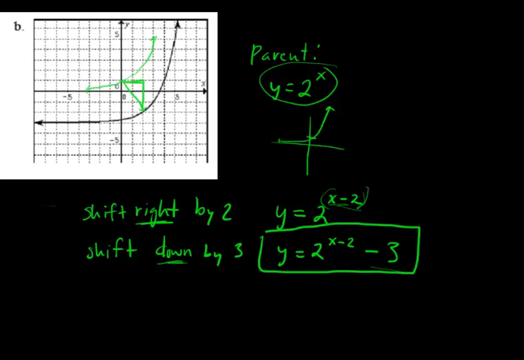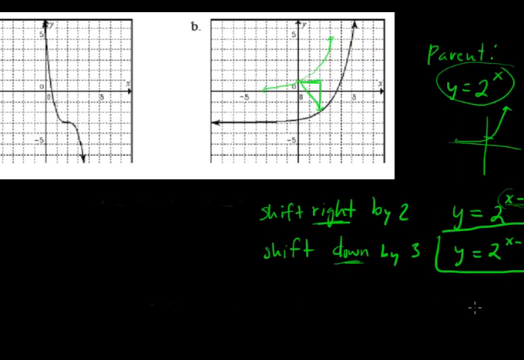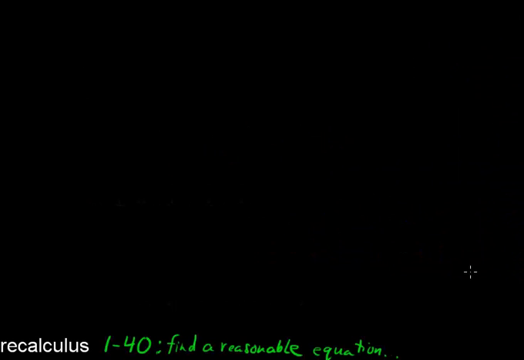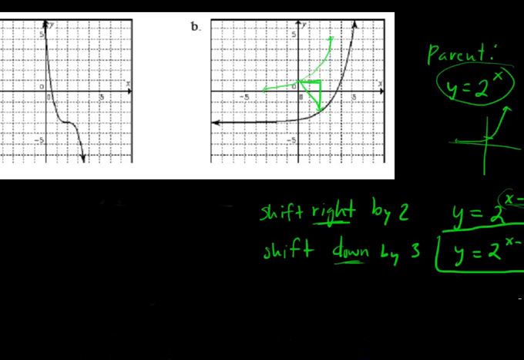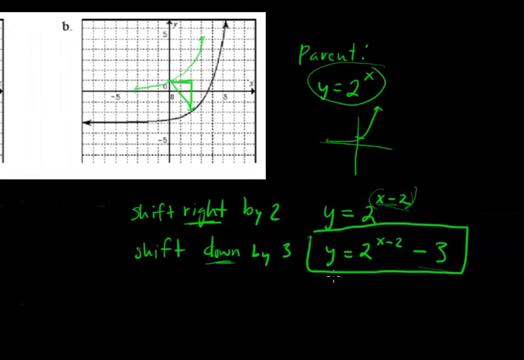and that will conclude Precalculus chapter 1, number 40. Those are the reasonable equations for each of the graphs here. B is going to be y equals 2 to the x minus 2 minus 3.